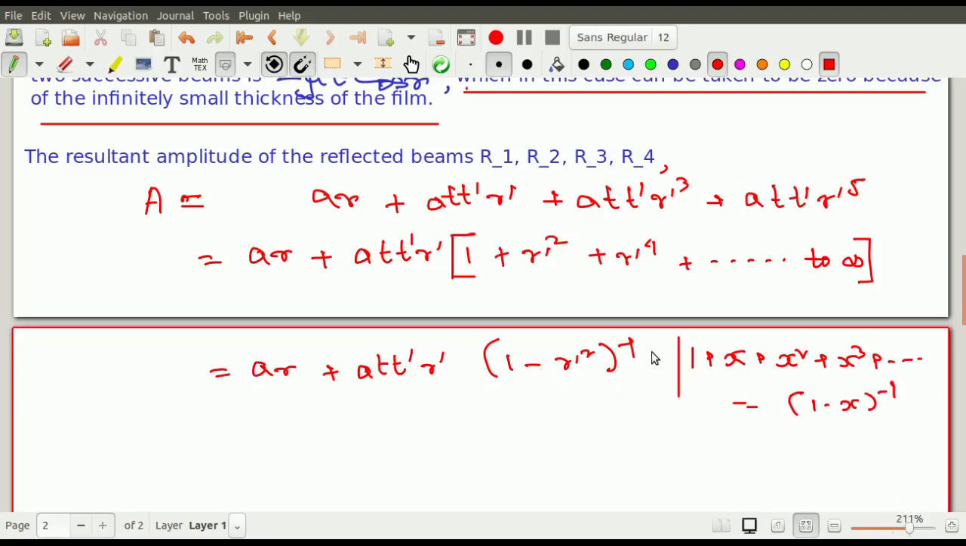তো লিখে দিলাম 1 minus x to the power of minus 1, এখানে x এর রোল কে প্লে করছে? It is R dash square who is playing the role of this one. So AR plus A T T dash into R dash divided by 1 minus R dash square.